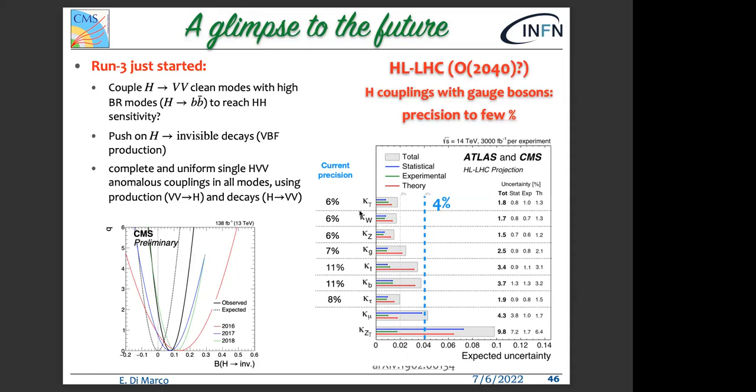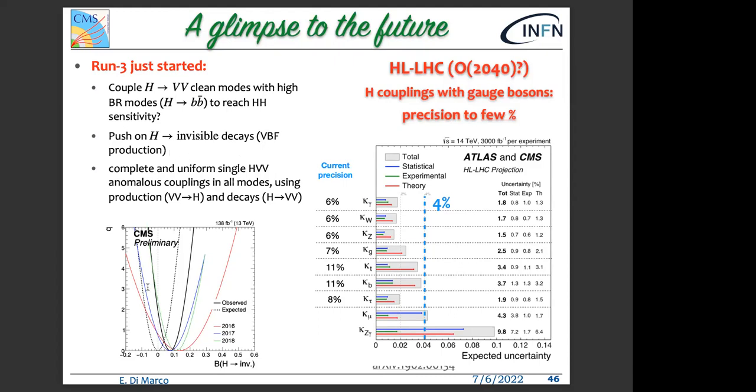But before that we have Run 3, so I think we need to look, for example, at clean H decay modes, for example four lepton or gamma-gamma, and couple these with modes with high precision ratio, like H to b-bar, to not reach probably, but to constrain anomalous double Higgs production. So for example, Higgs to four lepton coupled with Higgs to b-bar, okay? Or push on the Higgs to invisible decays, for example, using VBF production.